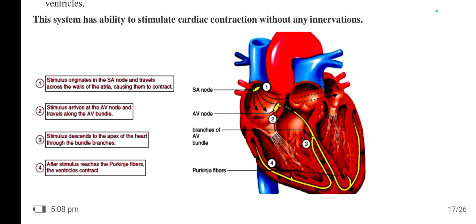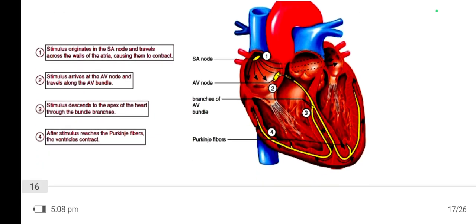So, SA node stimulus originates in the SA node and travels across the wall of atria, causing them to contract. Then stimulus arrives at the AV node. This is the conduction system of the heart, the main 4 points. Stimulus arrives at the AV node and travels along the AV bundle. Stimulus descends to the apex of the heart through the bundle branches. After stimulus reaches the Purkinje fibers, the ventricles contract.